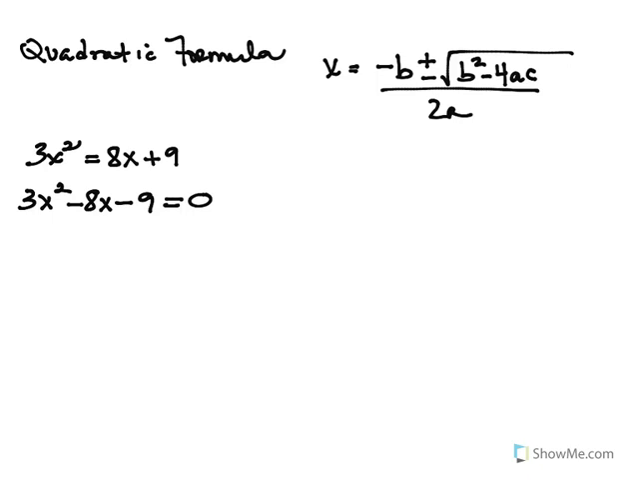Okay, so what you're going to do, you have the quadratic formula, which you should learn, and we have to identify A, B, and C so that we can plug it into the formula. So my A is 3, my B is negative 8, and my C is negative 9. So I'm going to substitute those values into the formula.